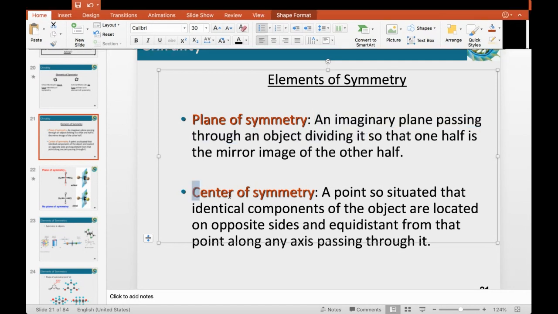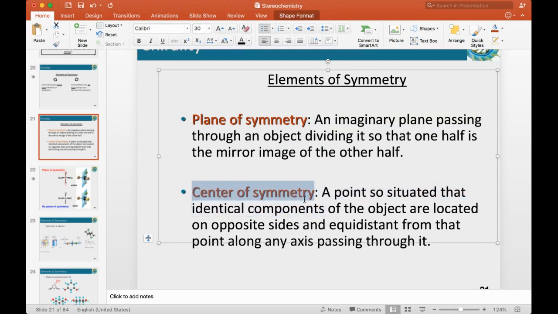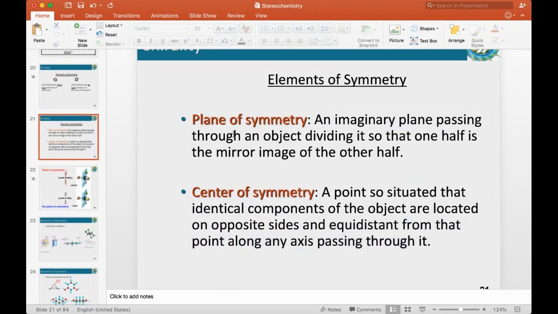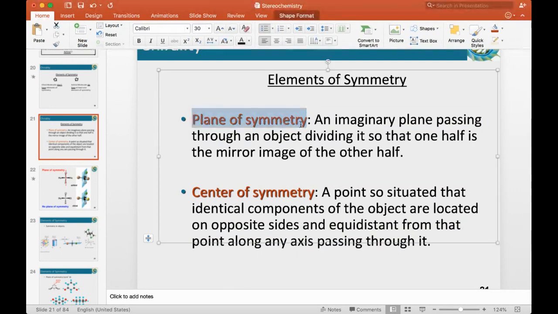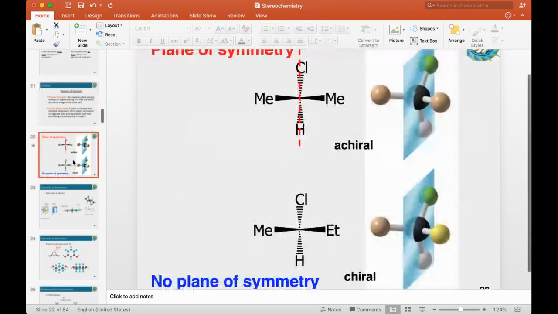And then we have the center of symmetry, which is a point so situated that identical components of the object will be located on opposite sides and at the same distance from that point along any axis passing through it. Okay, so there are two elements of symmetry that you need to identify: plane of symmetry and center of symmetry. Planes of symmetry are way more common as compared to center of symmetry.